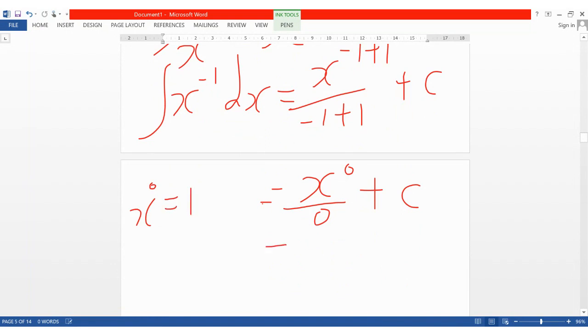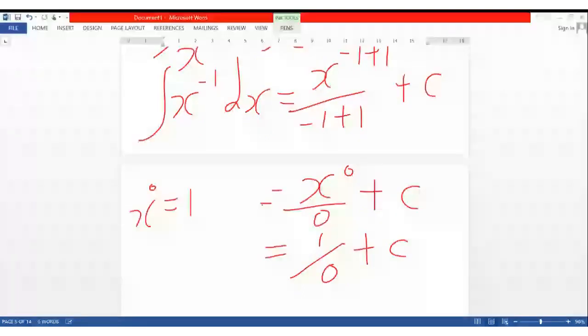Can someone give me 1 over 0? Someone kindly use a calc somewhere and get for me the value of 1 over 0. I'm demonstrating why power rule cannot work. Give me the value of 1 over 0. Yes, Junior. That is math error. Okay. Another person to confirm. 1 over 0.